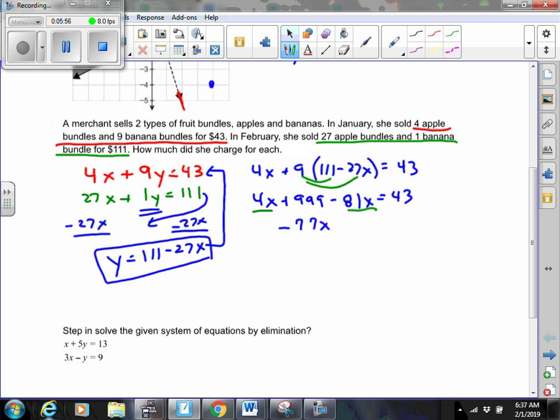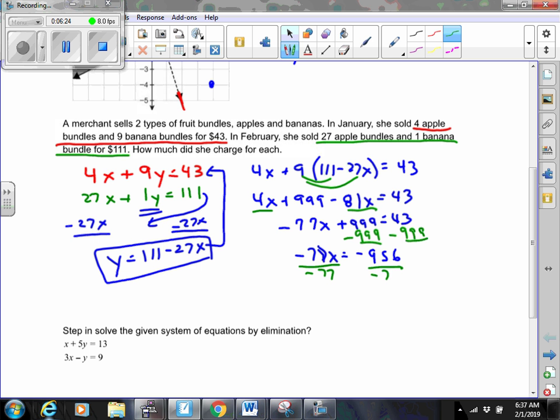77x plus 999 equals 43. Subtract 999 from both sides. And then negative 76 equals negative, I know, beautiful question, 956. And now divide by negative 77.